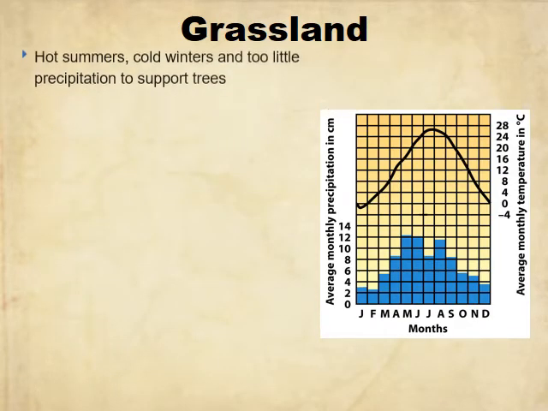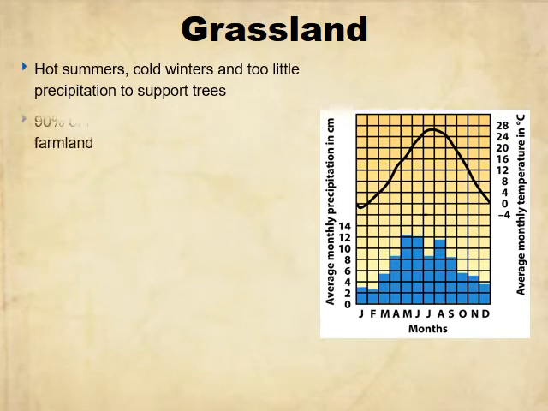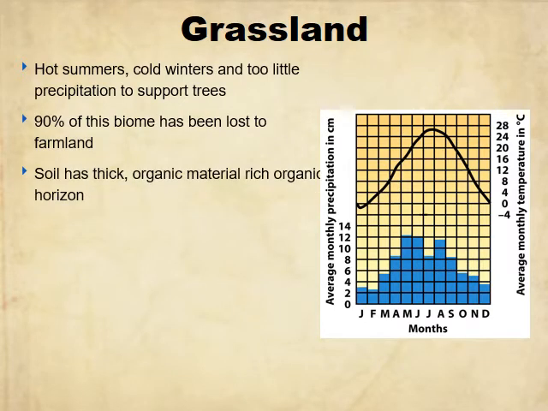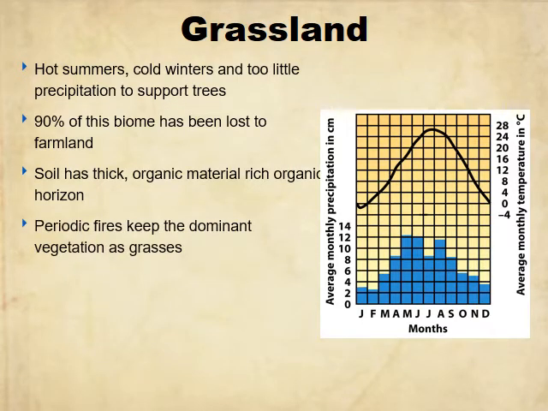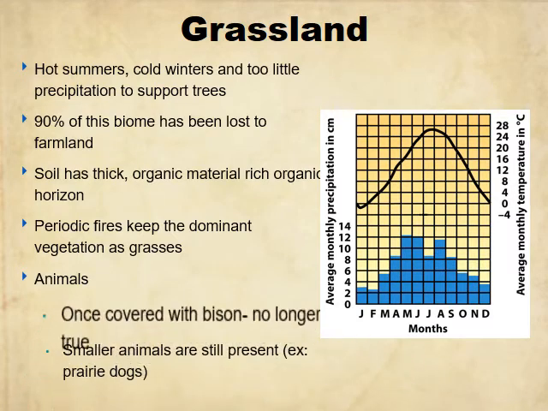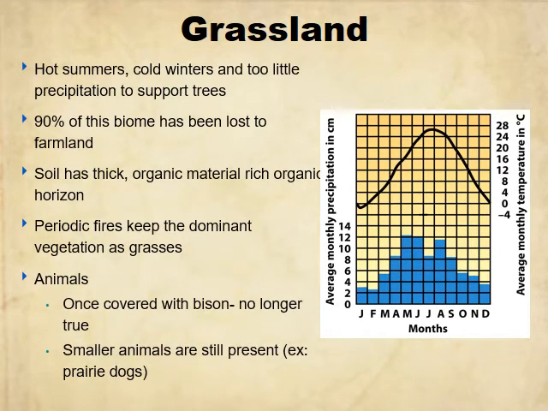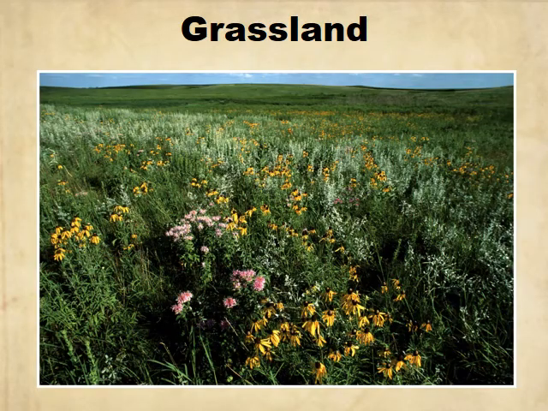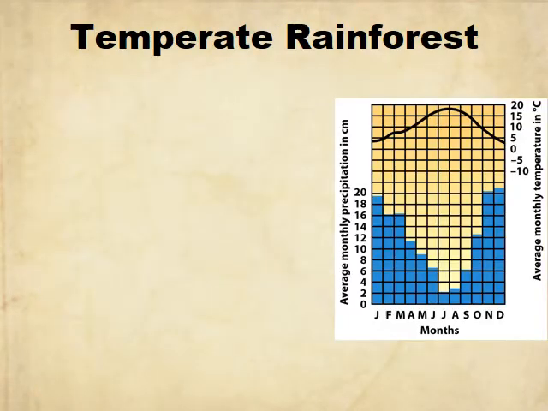Grassland is what it seems. Grass. Hot summers, cold winters, not a lot of precipitation to support trees. 90% of this biome we actually farm. Really great, amazing soil. However, a lot of fires actually keep a lot of the vegetation down. And you can see here that the winter months actually coincide with the rainiest seasons as well. Small animals, prairie dogs, bison, stuff like that. And this is your typical grassland.